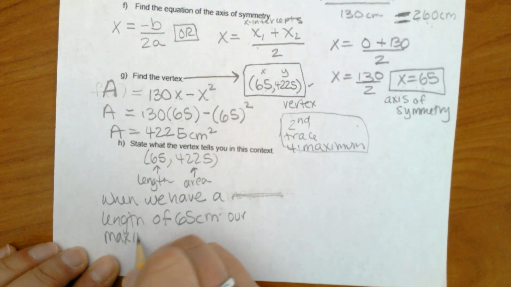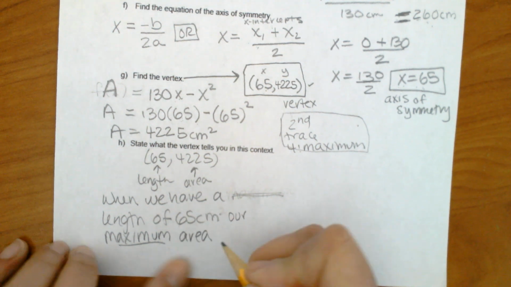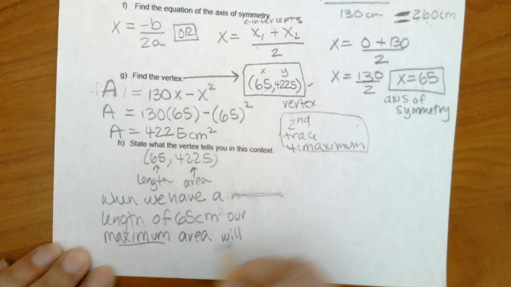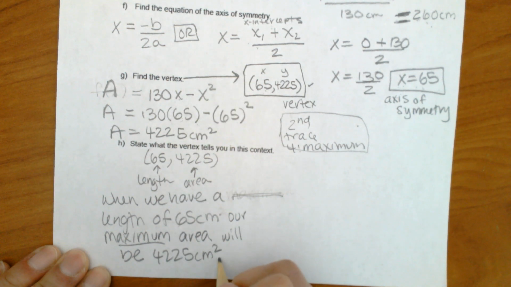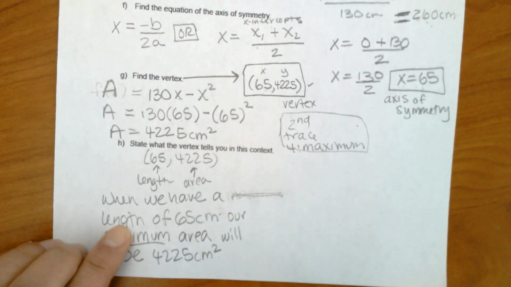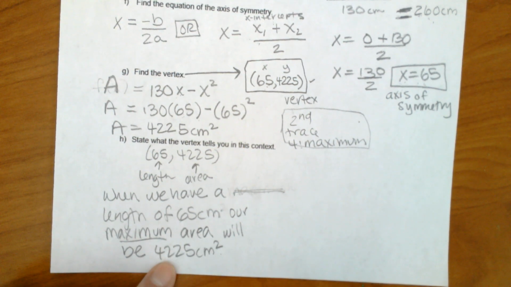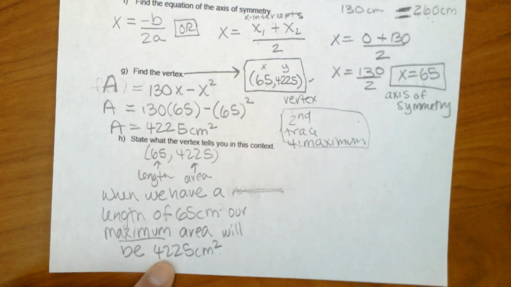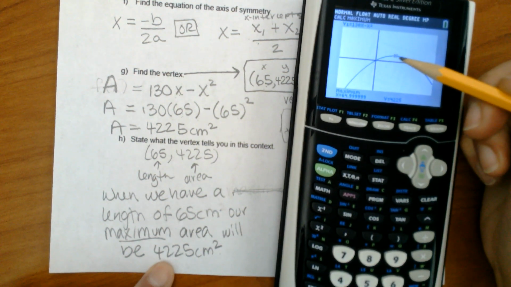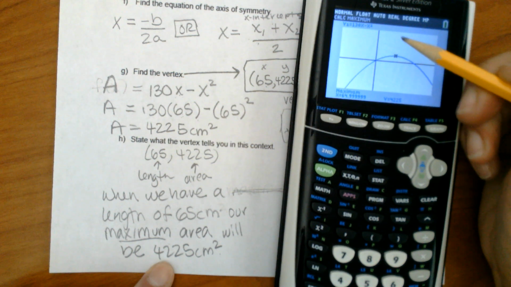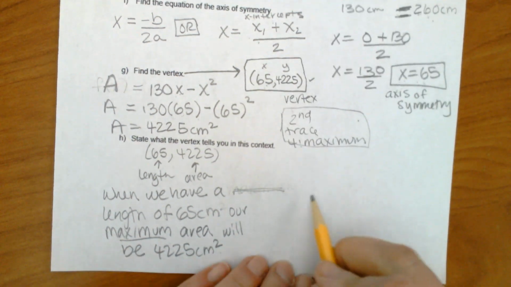maximum area. That's what I meant to say. Our maximum area will be 4225 centimeters squared. So our length can be bigger, but our area will never be bigger than 4225, and that's what we see in our picture here. So our length, we could get bigger in length, but this area, we'll never go up any further than 4225 centimeters squared.